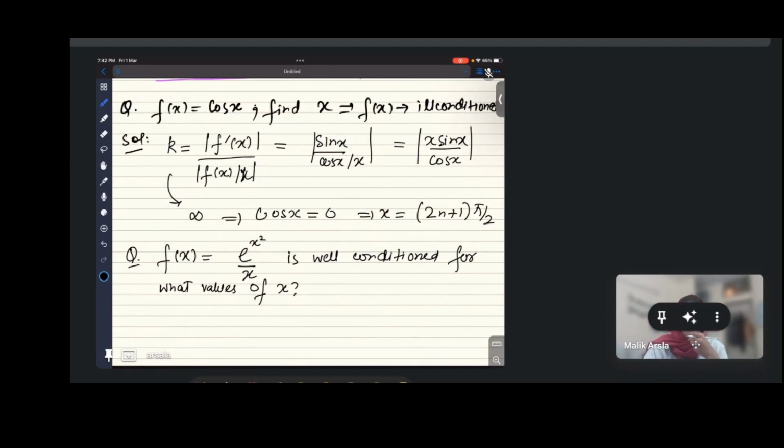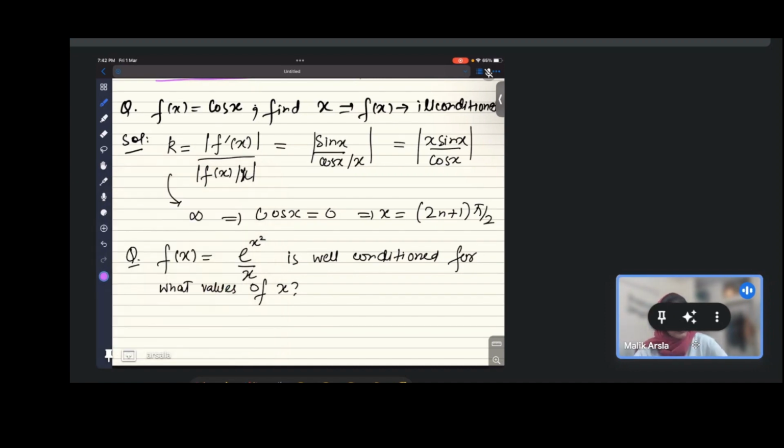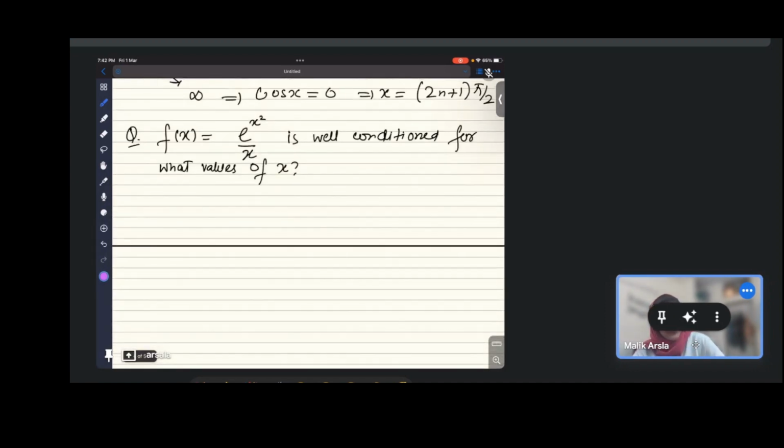This is an assignment question, ma'am. Plus or minus 1 by root 2. Okay, so this question has been repeated, I guess, because this is in the previous year assignment as well. So let's quickly do this then.